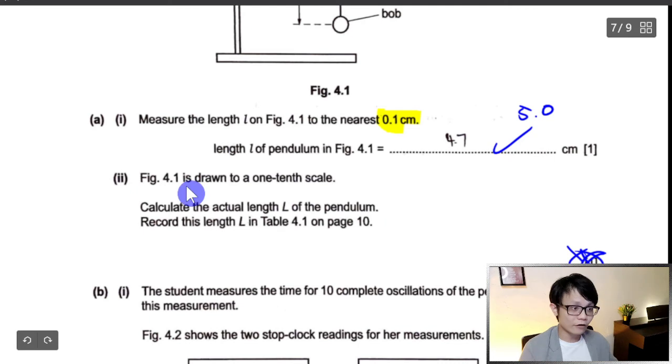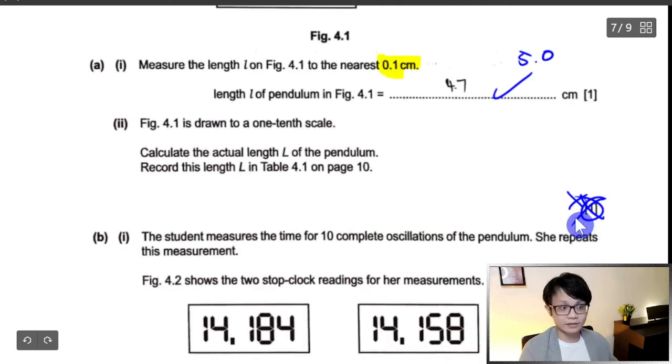Figure 4.1, draw a 1/10 of the length, calculate. This one the student didn't do. Yep, so what the student did is correct. I thought the student didn't see the question. Okay, it's correct because it's asked on page 10.